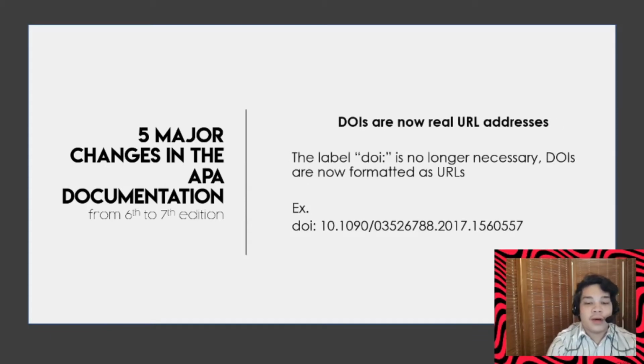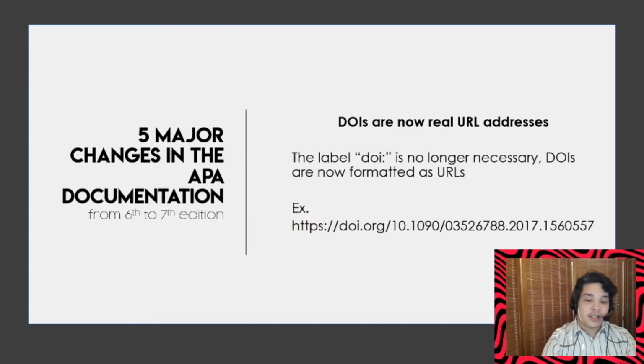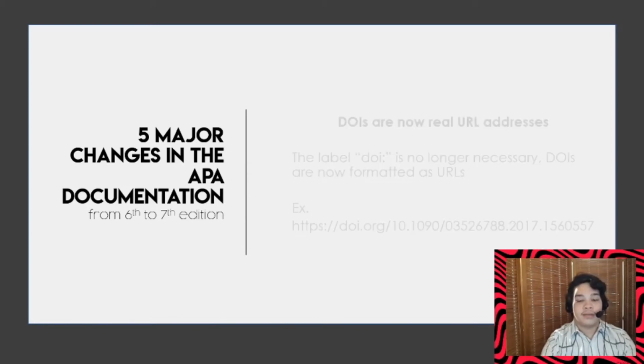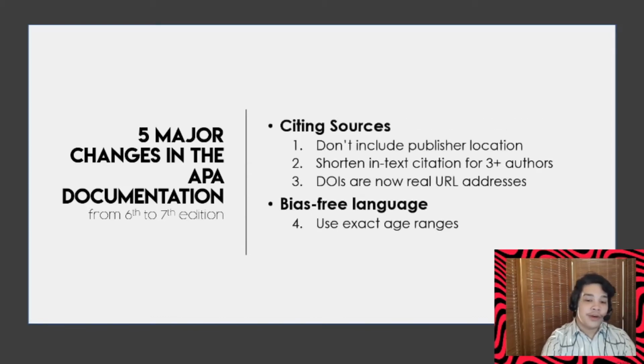Number three, DOIs are now real URL addresses. The label DOI is no longer necessary. DOIs are now formatted as URLs. So an example is DOI here, 1090, which becomes https://doi.org/1090, which is a URL because DOIs are now considered as real URLs. So that's for numbers 1, 2, and 3.